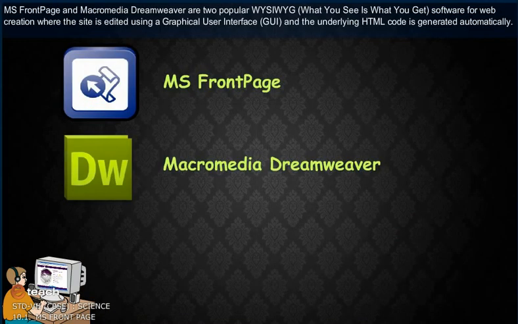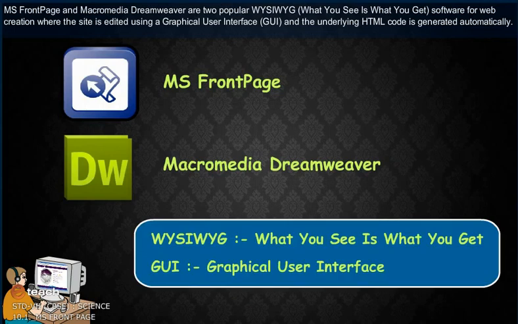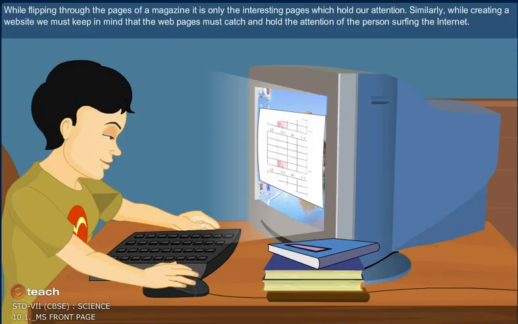MS FrontPage and Macromedia Dreamweaver are two popular WYSIWYG, that is, what you see is what you get, software for web creation, where the site is edited using a graphical user interface, that is GUI, and the underlying HTML code is generated automatically.